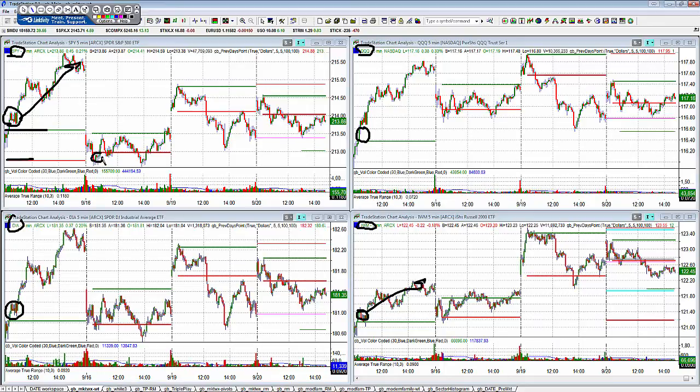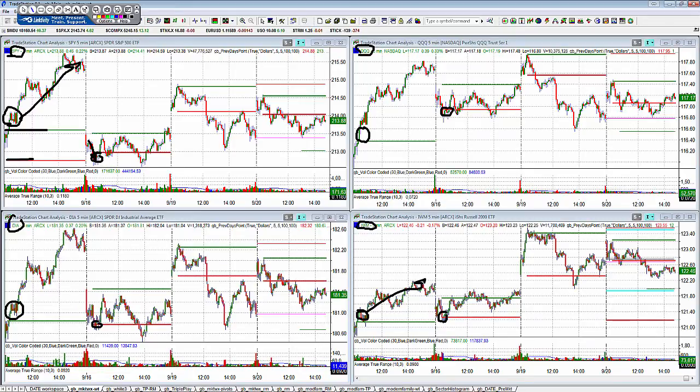The SPYs started to move lower. But when the SPYs started to move lower, the Diamonds really didn't follow. And neither did the Qs, and certainly the IWMs did not. So in that environment, if you were only looking at the SPYs and seeing them move down, you would have been thinking the market was actually in trouble.